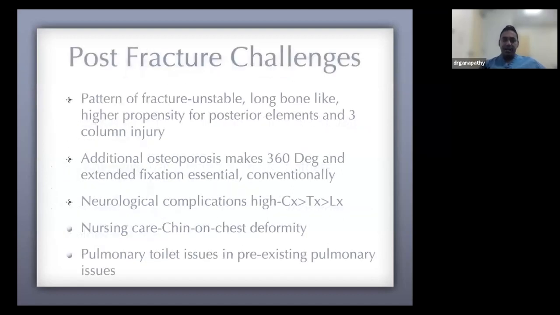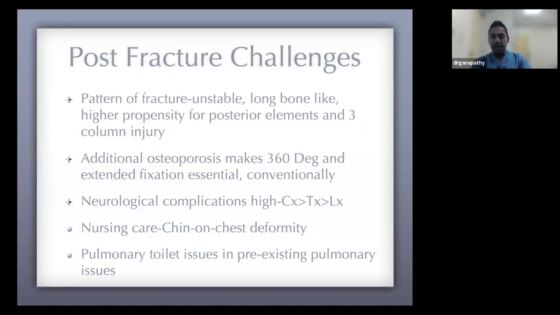The post-fracture challenges, as you all know, because of the high lever arm, and I'll have a picture to show that, are inherently unstable fractures. It behaves like a long bone and has a high propensity for 3-column injury. Additional osteoporosis makes 360 degrees, at least, a consideration, although we'll look at some of the evidence. 360, I mean anterior-posterior fixation, just to clarify, has a higher incidence of morbidity, mortality, and complications.